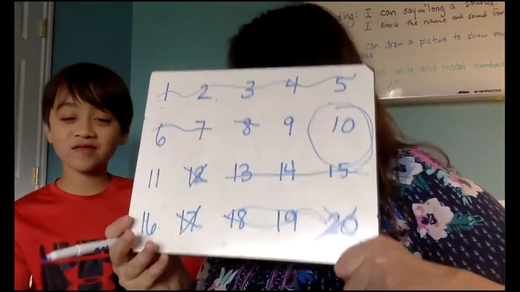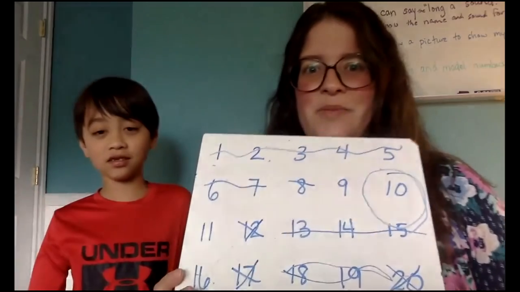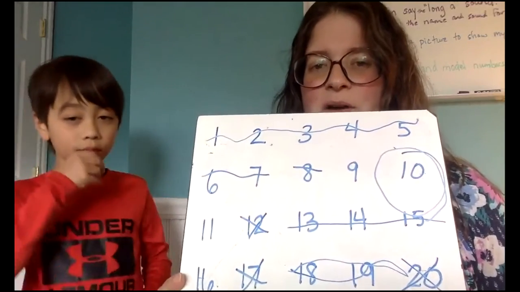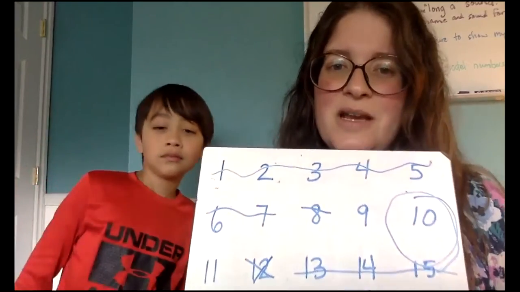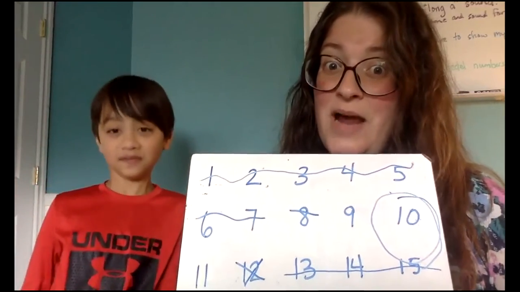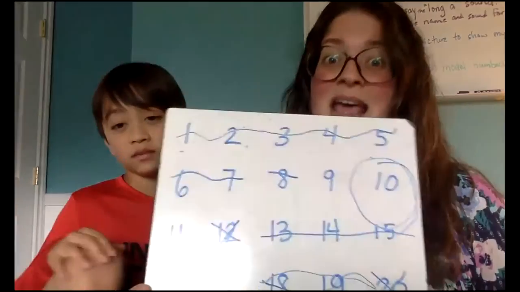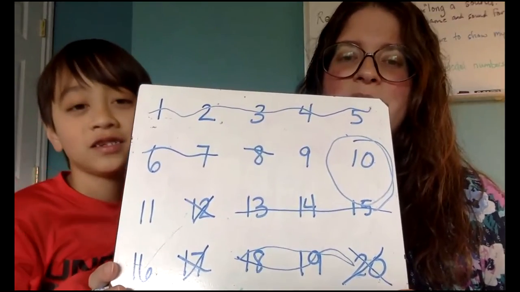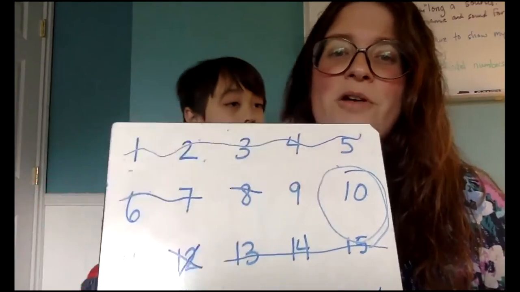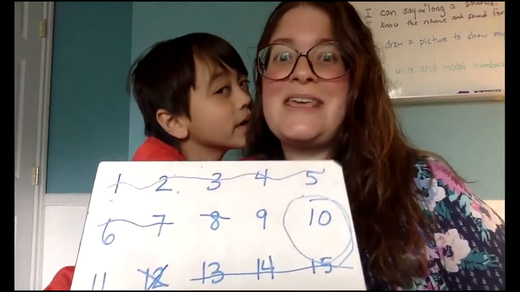It is 10. So if you want to play Guess My Number with your family, all you have to do is write down the numbers 1 through 20. And you at home, the student, I'd like you to write it so you can practice writing. And then you can play it, and your parent can cross out the numbers that are higher or lower than your number, and it'll help you guess.